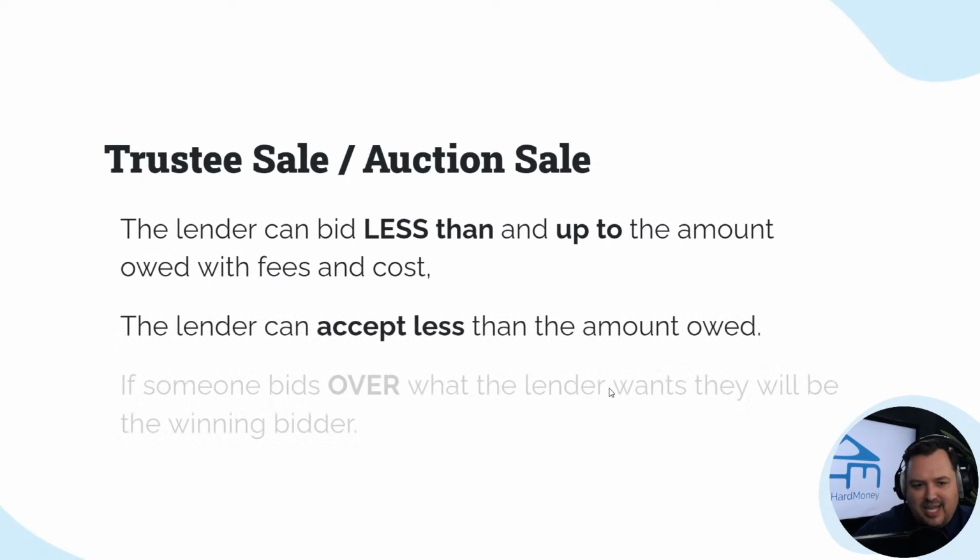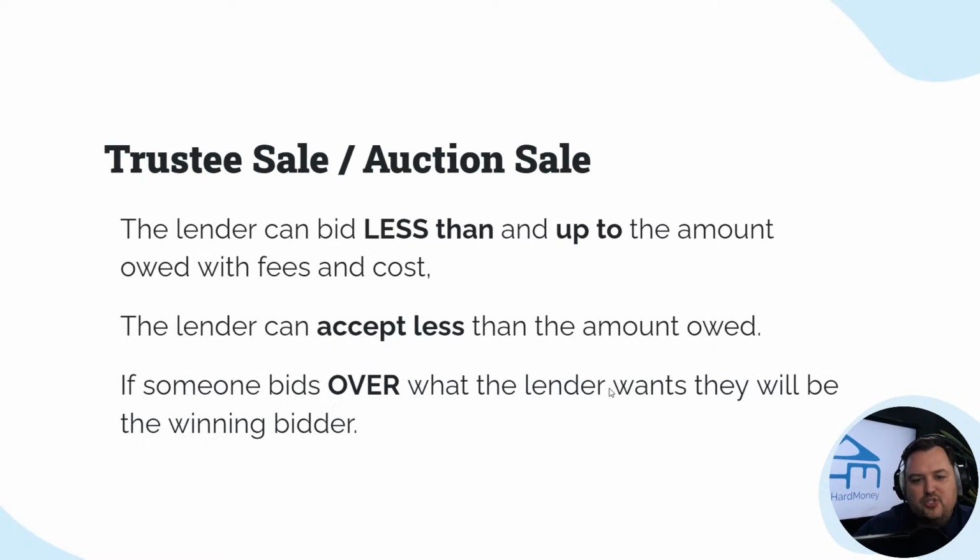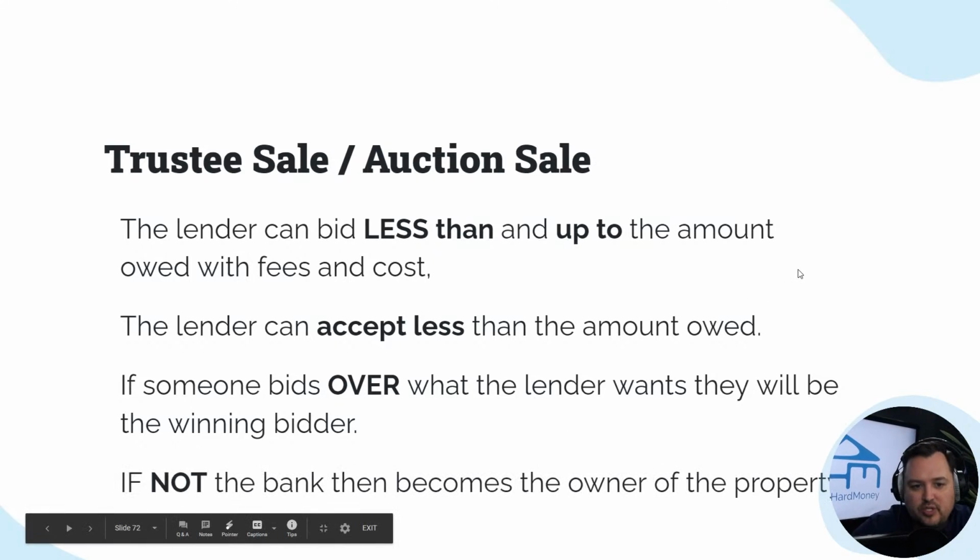The lender can accept less than what's owed on the property. And if someone bids over what the lender wants, not what they're owed, but what the lender wants, if the lender is willing to take 120 and somebody bids 121 and the lender doesn't bid over the 121, that person would end up with the property. So that's what's really important to realize here.